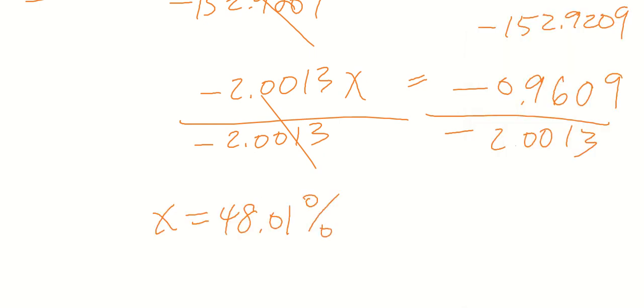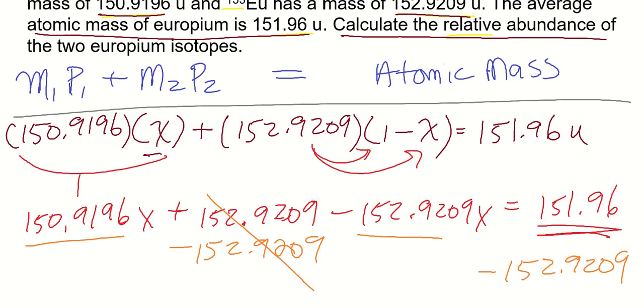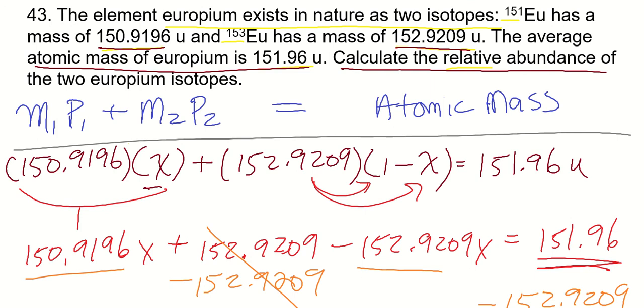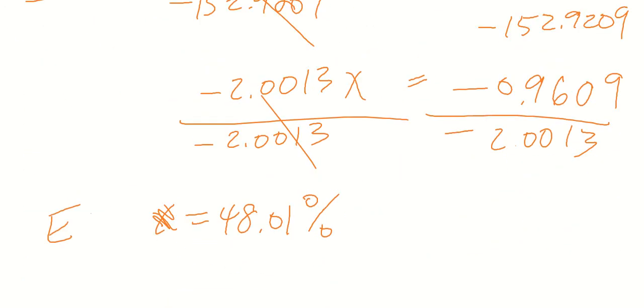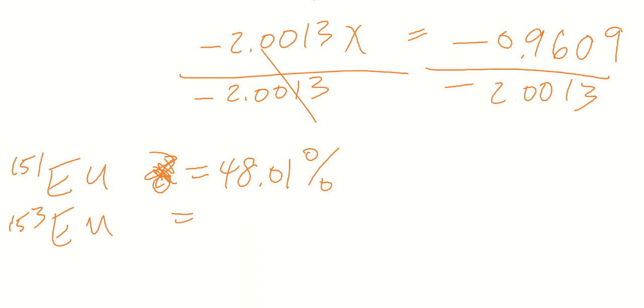All right, let's see what that was. What do we call X? I think it was the EU-151. Yeah. So the EU-151 isotope of europium has a relative abundance of 48.01%, and then was it 153? I think it was. That is going to be 100% minus that, which is going to be the percent.